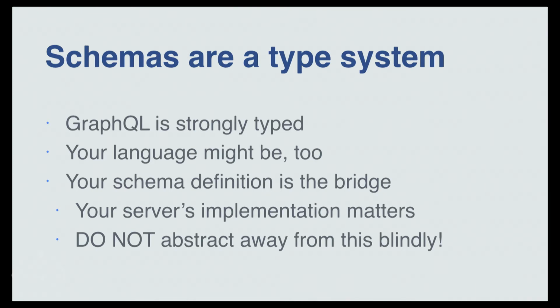And GraphQL is strongly typed. Now, your language might also be strongly typed. And so the schema definition I would like to suggest is something you should consider to be the bridge between your languages, or your server language's type system and your GraphQL type system. This is to say your server's implementation matters, and you should not be abstracting away from this blindly.